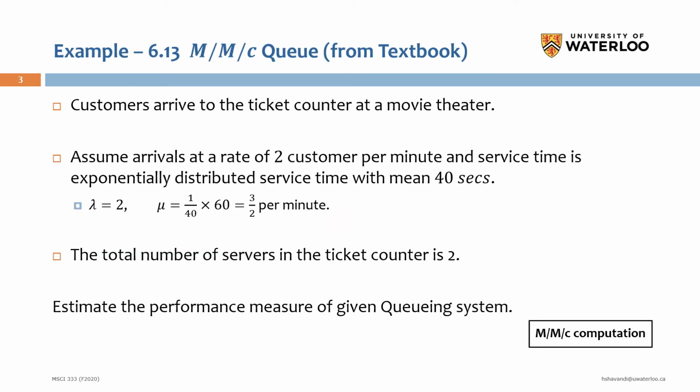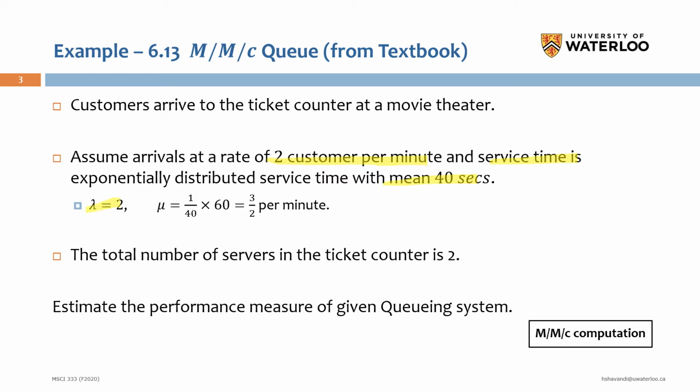Okay. Here we have an example for M/M/C queue, which is 6.13 from the textbook. Here we have the ticket counter at a movie theater. The arrival of customers is based on a Poisson process with 2 customers per minute, and the service time is based on an exponential distribution with a mean of 40 seconds. So here lambda equals 2 per minute.